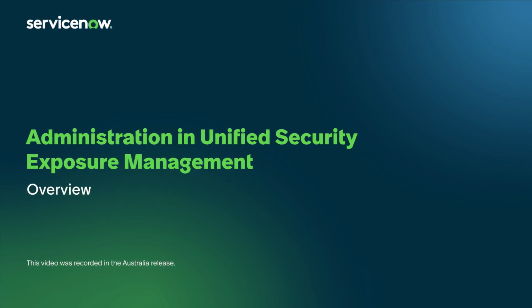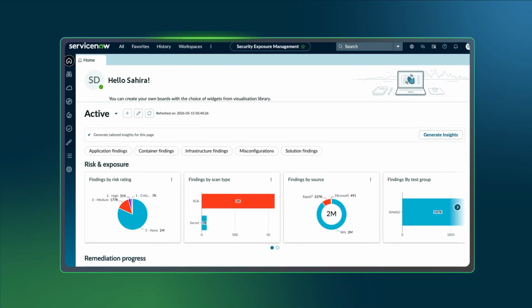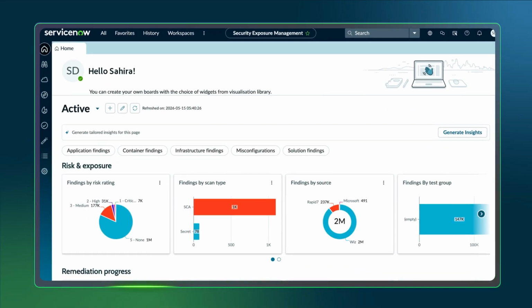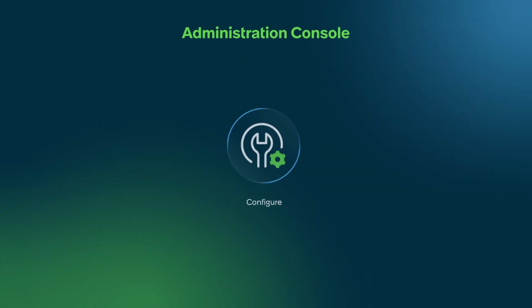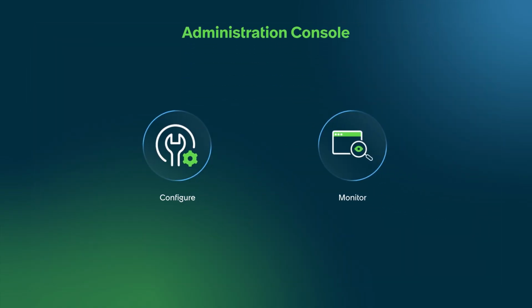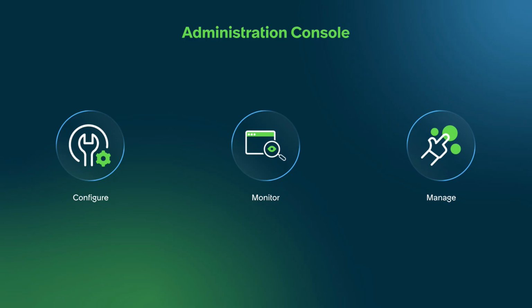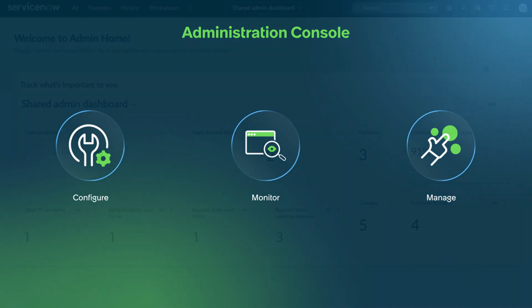Managing security across multiple applications means scattered tools, inconsistent settings, and lost visibility. With the administration console in Unified Security Exposure Management, that changes. Configuring rules, monitoring integrations, managing notifications, it's all in one place, right in the Security Exposure Management Workspace.